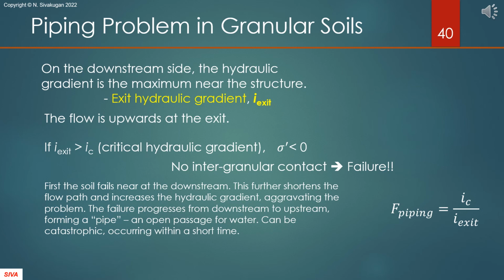In hydraulic structures such as dams or sheet piles, the exit hydraulic gradient is the maximum near the structure. When they are in granular soils, when the flow is upward and the exit hydraulic gradient exceeds the critical hydraulic gradient, the soil loses its strength and fails at that location. First, this failure happens at the exit, right next to the structure, and quickly progresses upstream, and forms a pipe of water that can flood the downstream. This can be catastrophic, and there have been many failures reported worldwide. Always make sure the exit hydraulic gradient is very much less than the critical hydraulic gradient.